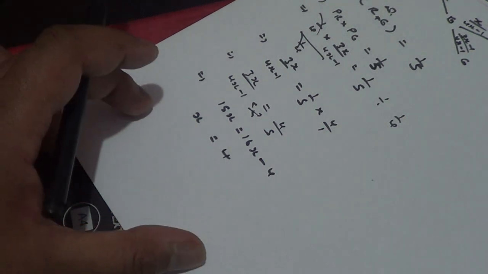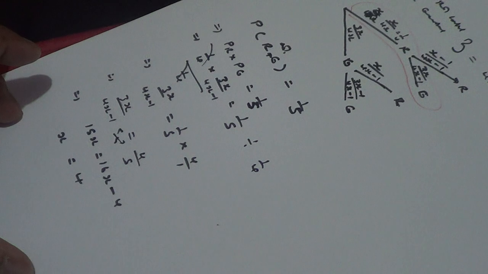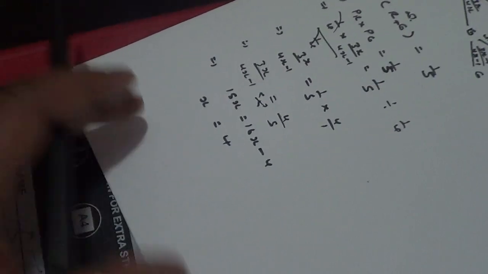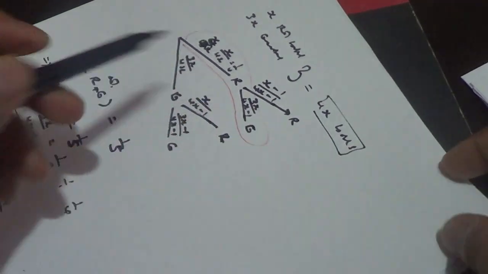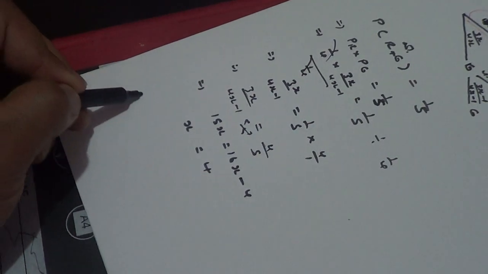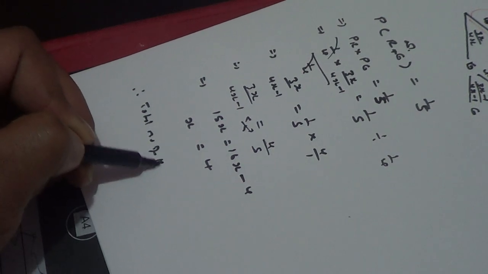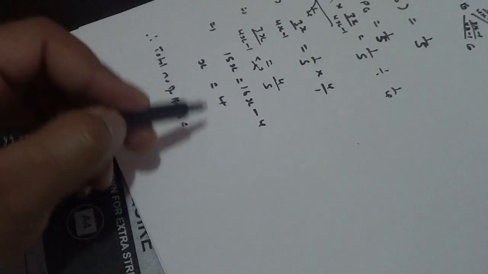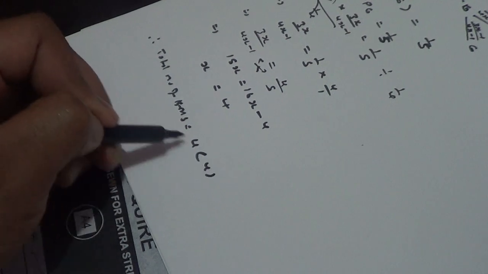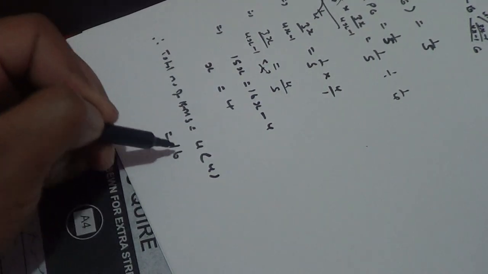You are sorted. Now that you have 4, what was the question again? Calculate the number of balls in the bag, okay? So we know that the number of balls in the bag is basically 4x. You can say, therefore, the total number of balls is 4 into 4, which is 16 balls.